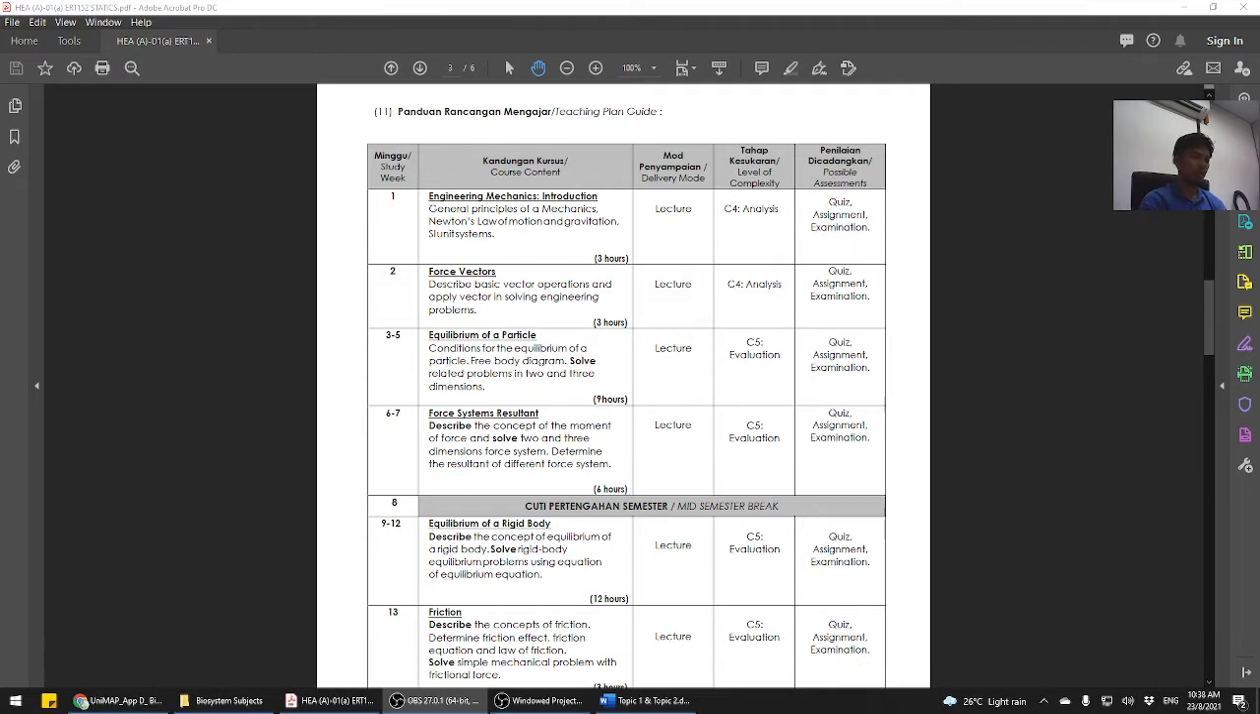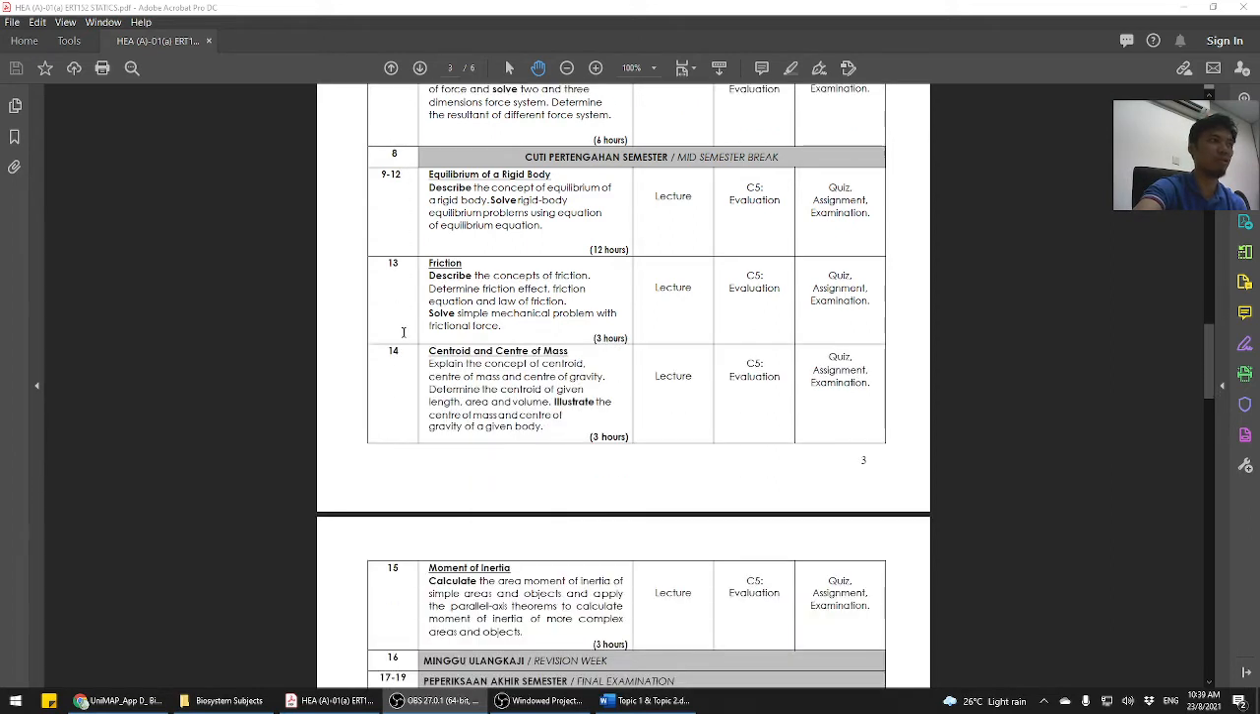Salam sejahtera. Today, I have been given a task to teach a short semester, semester pendek, for the subject Static. If you see here, this is the normal teaching plan for the whole semester. In the first week we will cover engineering mechanics introduction. Second week is vectors. Weeks 3 to 5, equilibrium of particle, and weeks 6 to 7, force system resultant, and it follows with the second half of the semester until week 15.